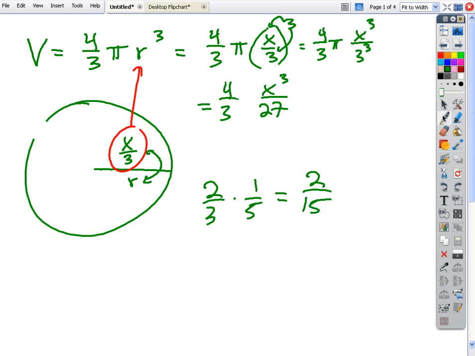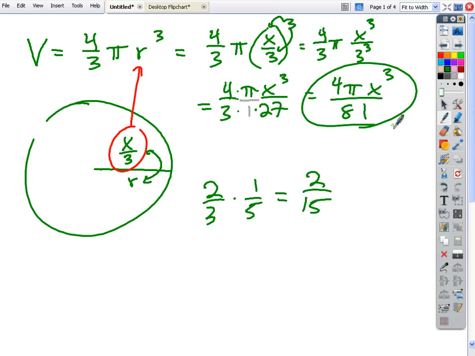In fact, if we want to, we could even write that as pi over 1. You can always think of it that way. So now when I multiply straight across on the top, 4 times pi times x cubed is just 4 pi x cubed. We always want to have the numbers first, then the constants, then the variables in alphabetical order. On the bottom, 3 times 1 times 27 is just what? 81. So that's our answer.